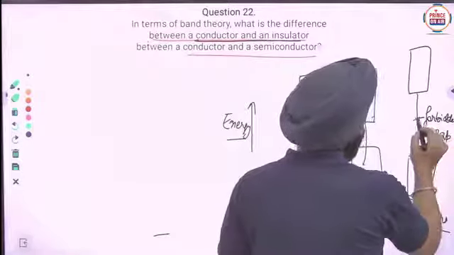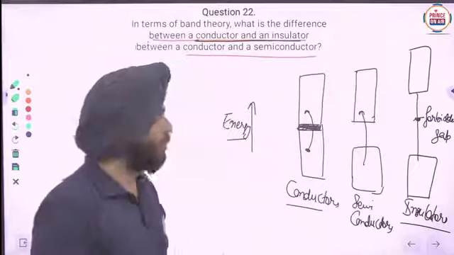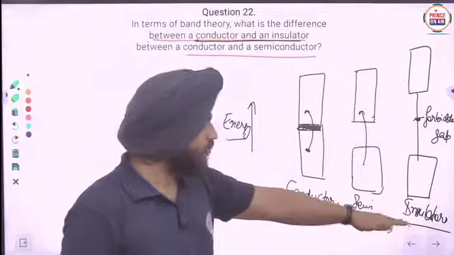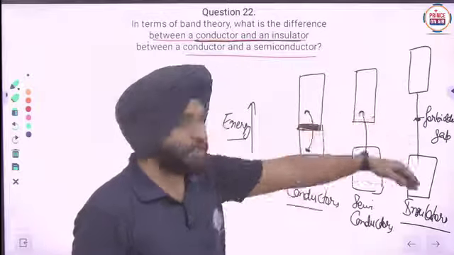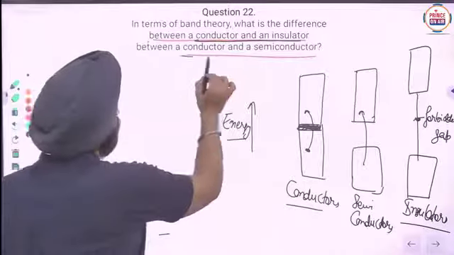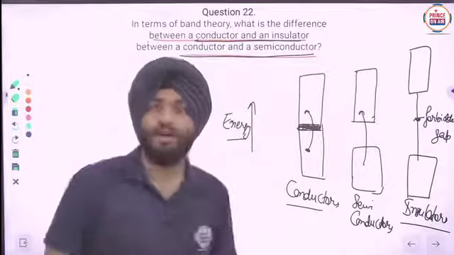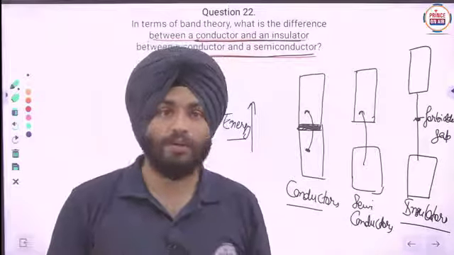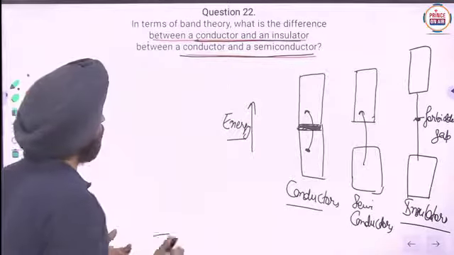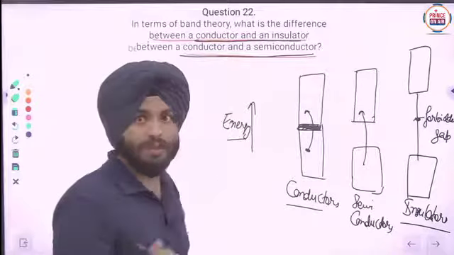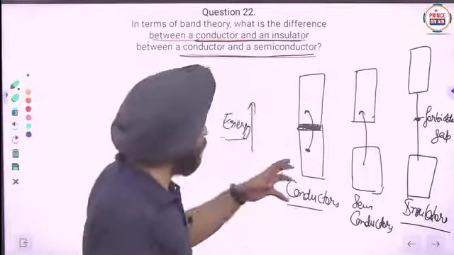Forbidden gap, where the existence of an electron is not possible. So you can see the energy gap between the conduction band and valence band is very high. That is the only main difference between the conductor and insulator on the basis of band theory. And similarly, if you want to differentiate between conductor and semiconductor on the basis of band theory, the same difference is there.